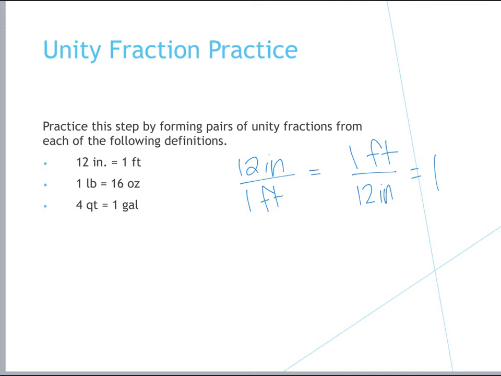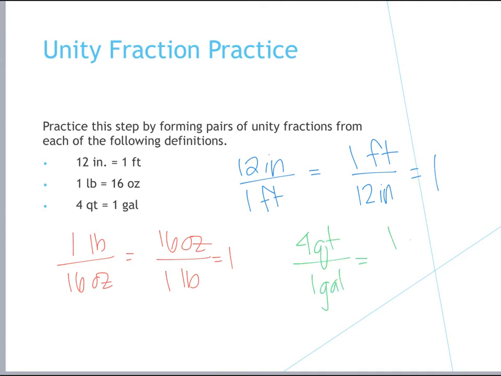1 pound is equal to 16 ounces. So that one could be 1 pound over 16 ounces or 16 ounces over 1 pound, equal to 1. 4 quarts equals 1 gallon, so 4 quarts over 1 gallon, or 1 gallon over 4 quarts, equals 1. So depending on what we need is how we will write these unit fractions, and you will start seeing that in some examples.